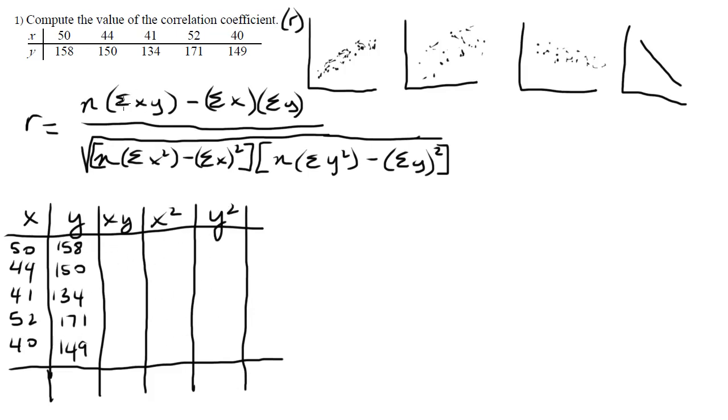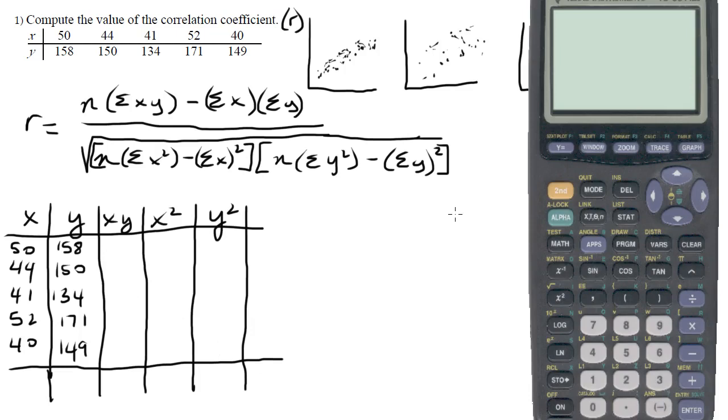I need to find all of these values. And then, since these are all sums, I need to sum the products. I need to sum the x's, sum the y's, sum the x squareds, and sum the y squareds. So it's a lot that we have to do here. I'm going to use my trusty graphing calculator to do these calculations, and I'll show you a quicker way to do them as well. So 50 plus 44 plus 41 plus 52 plus 40. That's 227.